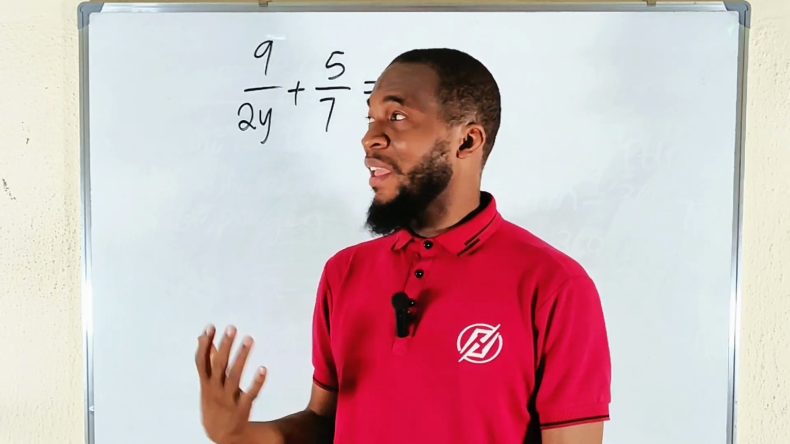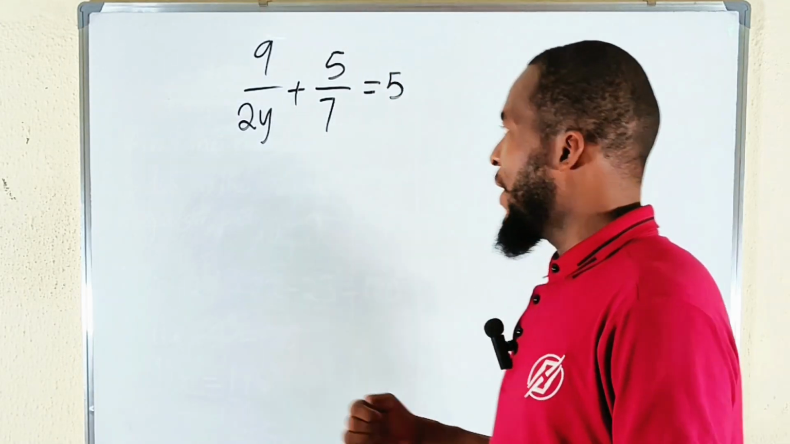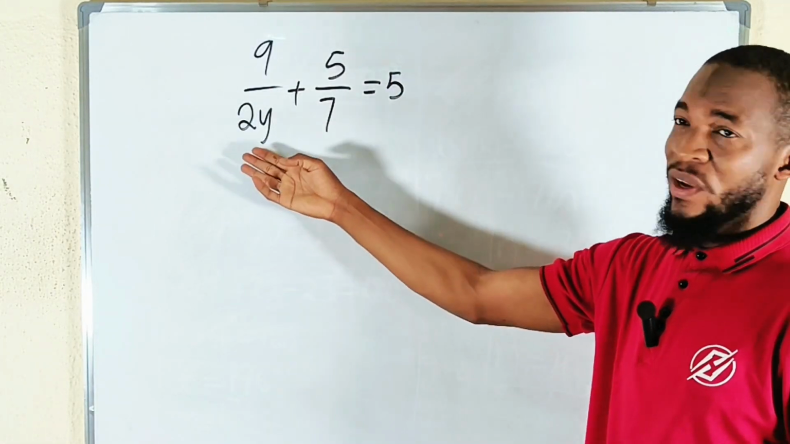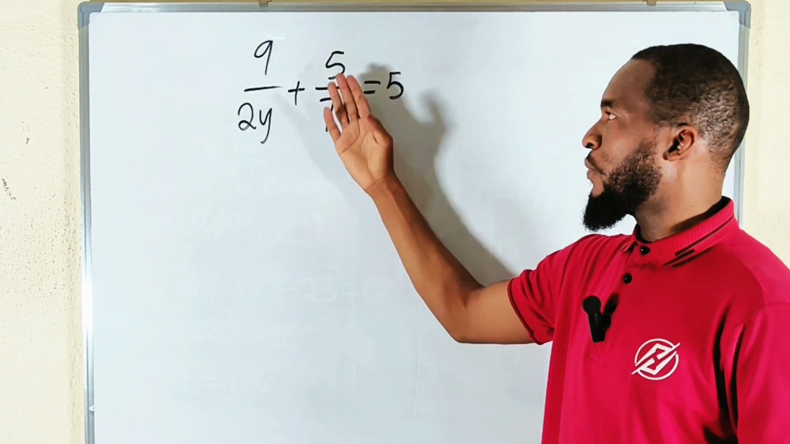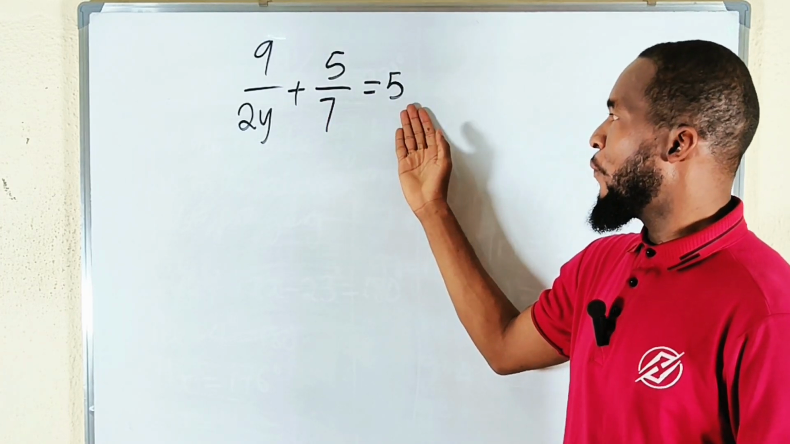Hello JSS students, here is a very simple equation for you. 9 divided by 2y plus 5 divided by 7 equal to 5.